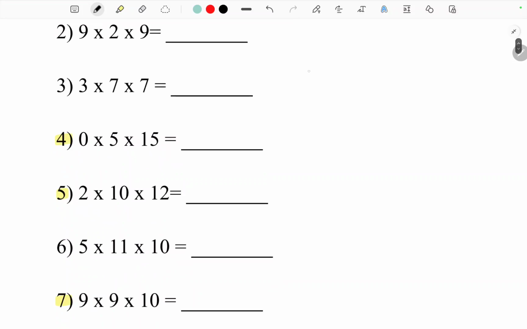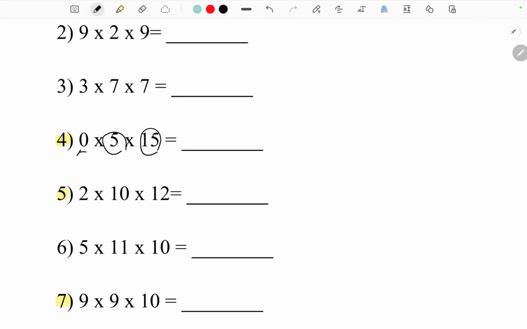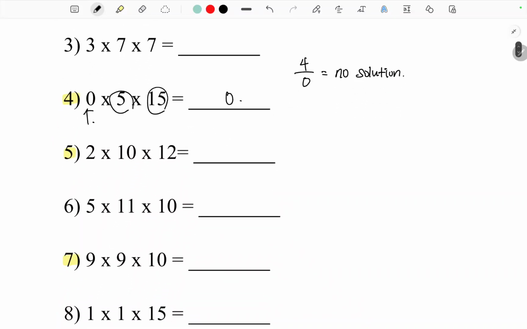Okay, so for number 4, when it asks you to multiply two numbers, but you have a 0, then the result is always going to be equal to 0. So no matter what, if you multiply by 0, then your result will always equal 0. And in addition, if you divide something by 0, then you get no solution. But for number 4, the answer is 0.